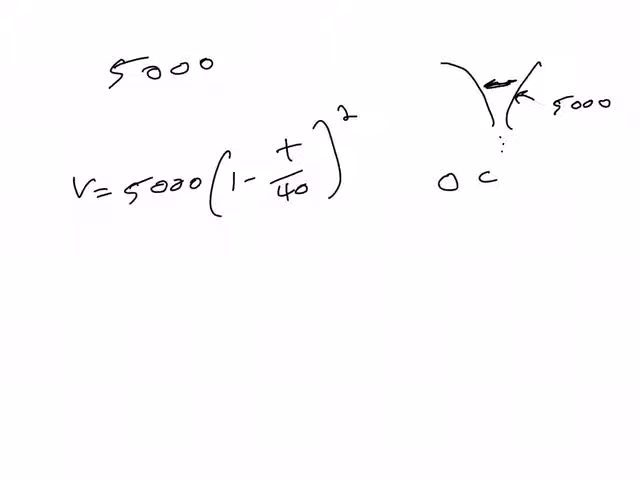Then someone, I don't know how to pronounce this guy's name, gives us the volume of the water remaining after t minutes, as the volume is equal to 5,000 times (1 minus t over 40) squared, right? And t is between 0 and 40. Let's just make sure this makes sense.